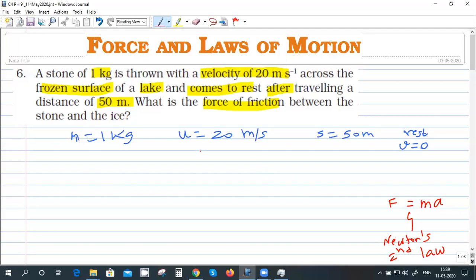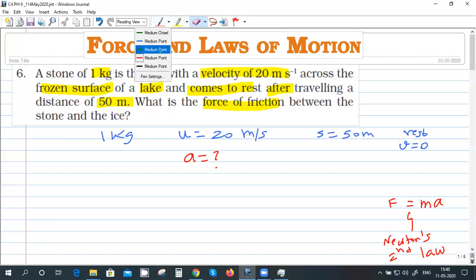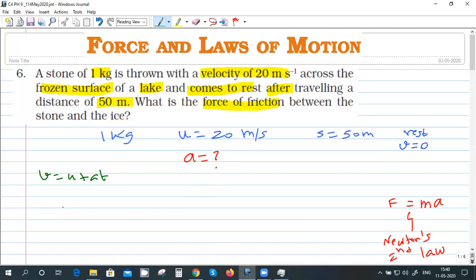So can we find acceleration from this information? Mass is 1 kg. U is initial velocity, V is final velocity, and S is the distance. So there are 3 equations of motion, right? I think I told you the 3 equations of motion. V equal to U plus AT. Have I told you this one? First one. And then the second equation is S equal to ut plus half AT square. And then V square equal to U square plus 2AS.